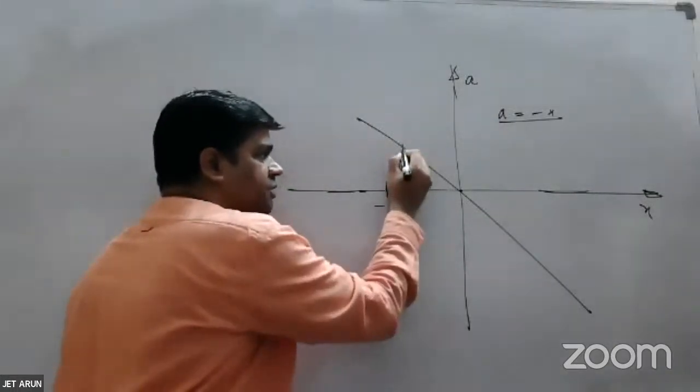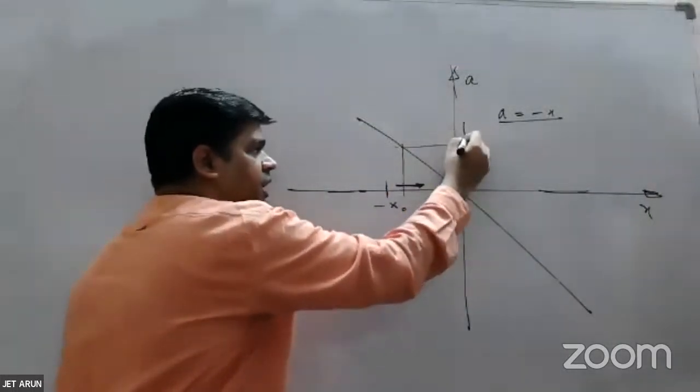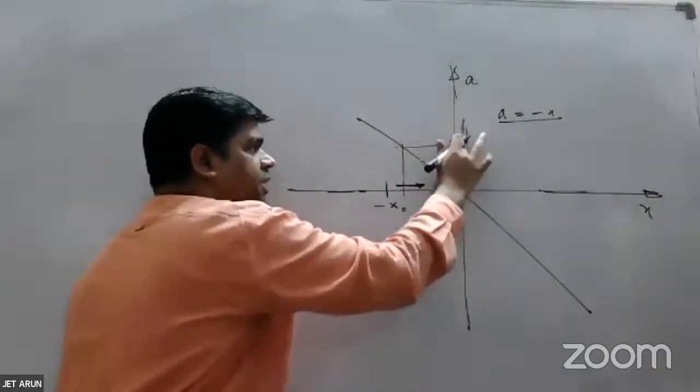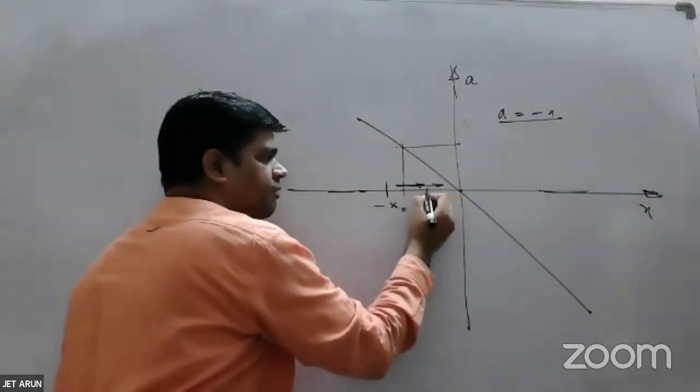Now, you still have an acceleration which is positive. Acceleration is reduced. Acceleration is decreasing, but you still have an acceleration, because of which it will speed up. Further speed up.